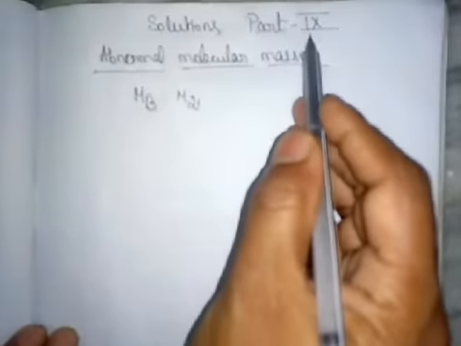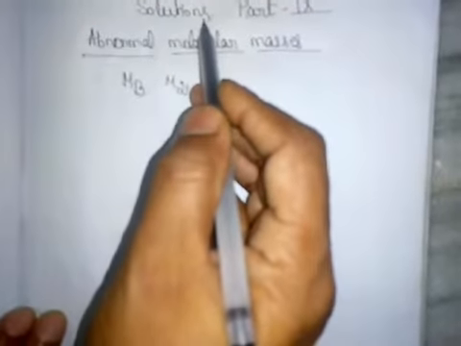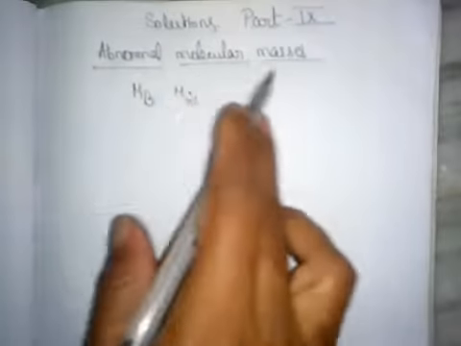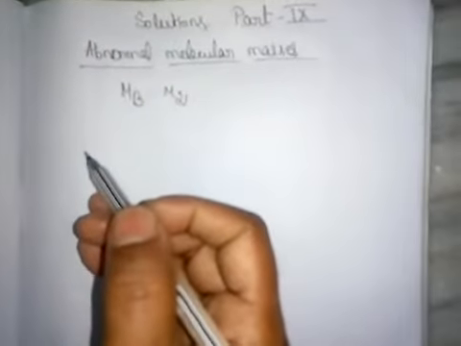This is part 9 for the chapter solutions. In this video, I'll be discussing abnormal molecular masses.